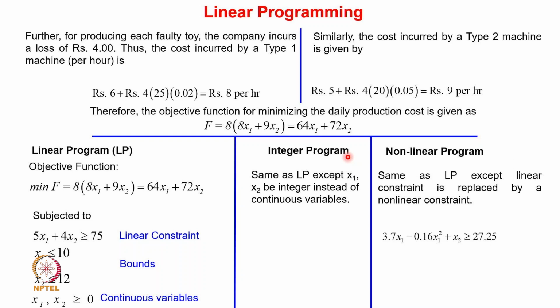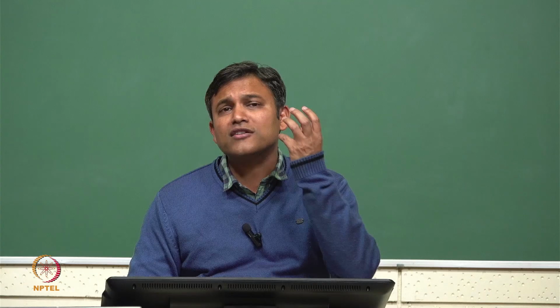And let's say this linear constraint we had here, 5x1 plus 4x2 greater than or equal to 75, if I replace it by some arbitrary new non-linear constraint like 3.7x1 minus 0.16x1 square plus x2 greater than or equal to 27.25, I have replaced the first constraint by another non-linear constraint arbitrarily. In that case, our problem formulation becomes a non-linear program.